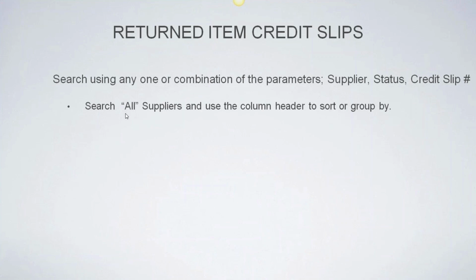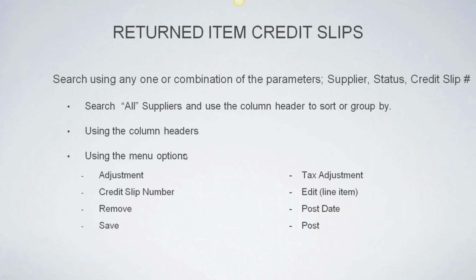Let's go back to the presentation for a minute and do a quick review. So in your return item credit slips, search all suppliers and use the column headers. Don't forget about sorting with your column headers, where you just click on the column header. And then your menu options for a credit slip adjustment: edit the credit slip number, do a tax adjustment, edit the line item, edit the posted date, post the item, and then of course the save options. So hopefully that'll be some stuff that you guys can take advantage of.